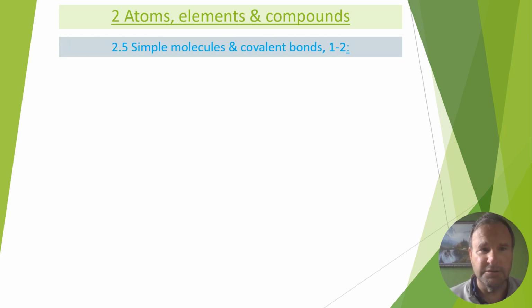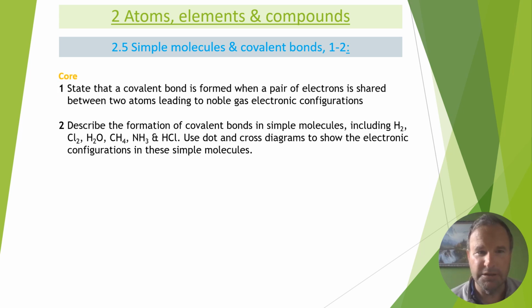Okay, welcome back. Here is the next installment on 2.5 Learning Outcomes, Simple Molecules and Covalent Bonds, Learning Outcomes 1 and 2. Here are the core concepts. Read through those. I'll read them quickly. 1. State that a covalent bond is formed when a pair of electrons is shared between two atoms, leading to a noble gas electronic configuration. 2. Describe the formation of covalent bonds in simple molecules, including H2, Cl2, H2O, CH4, NH3, and HCl.